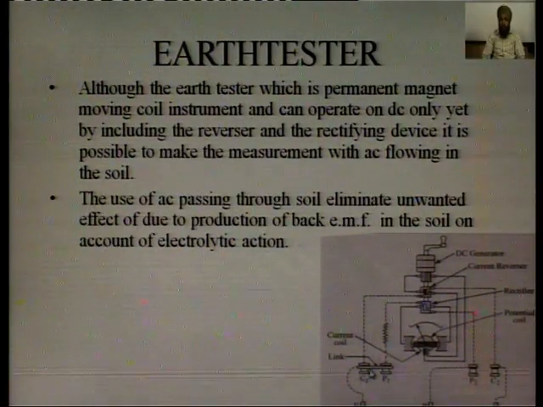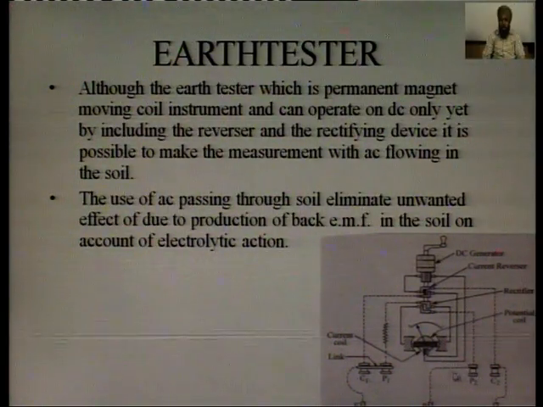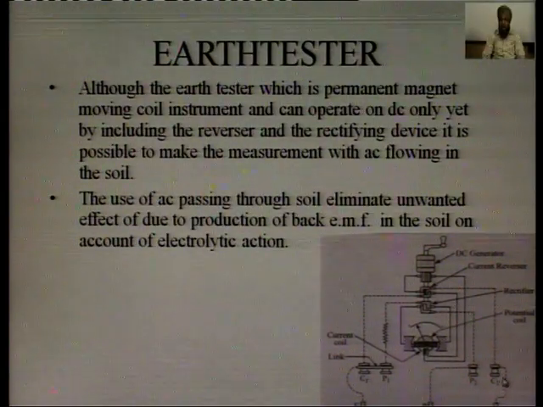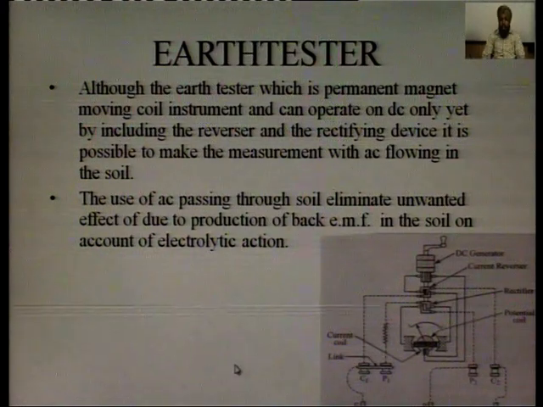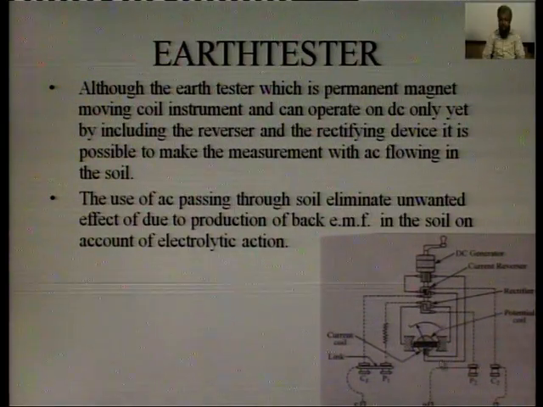You can see that the terminals P1 and C1 are short circuited and connected to the terminal E. The terminal P2 is connected to the point P and C2 to the point C. So earth tester is used to measure the resistance of the earth.